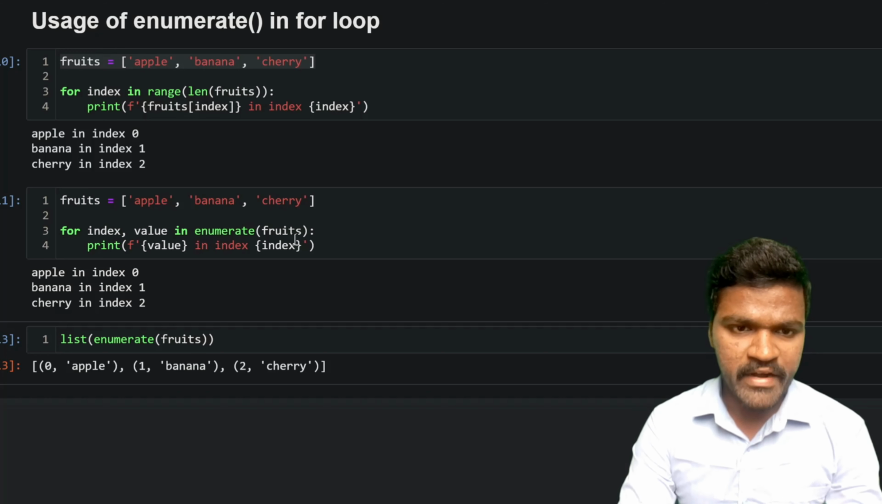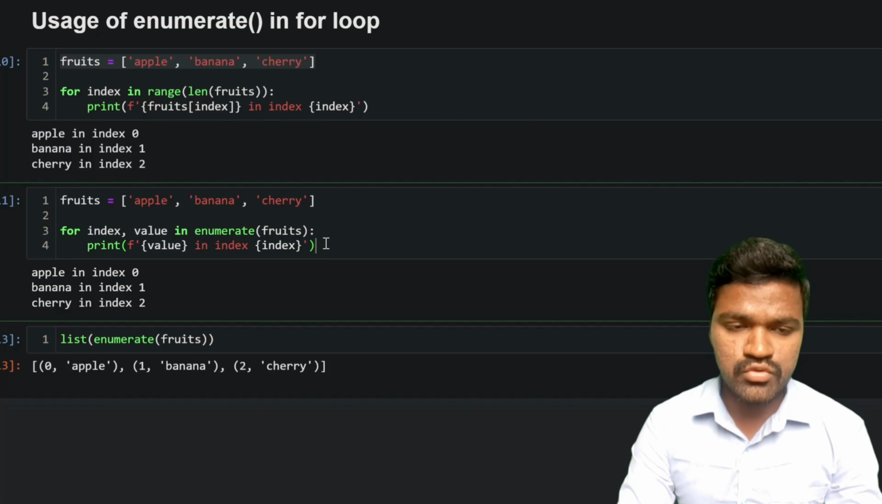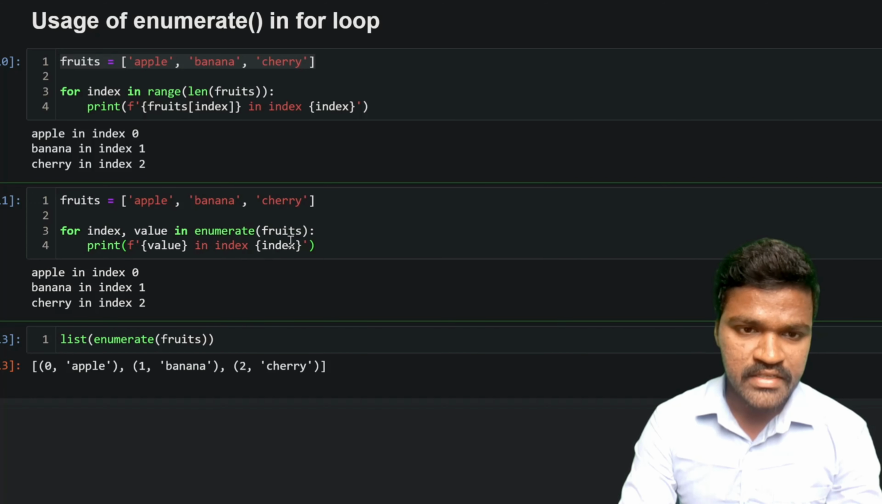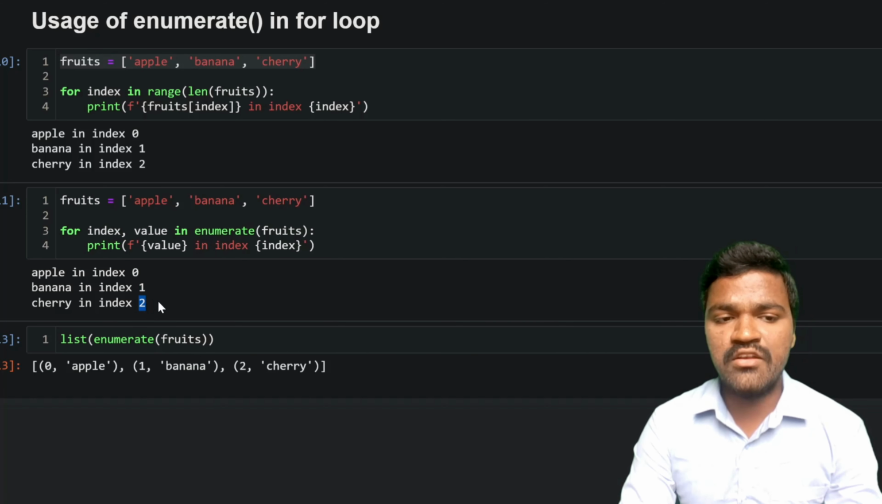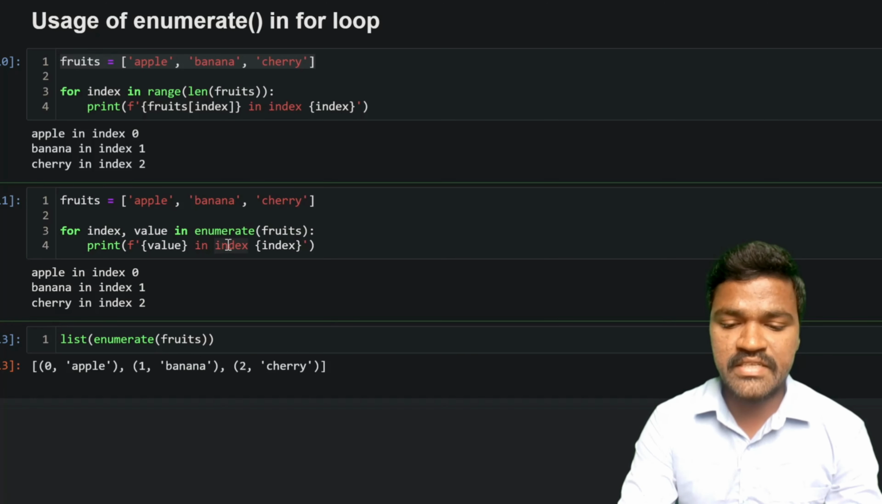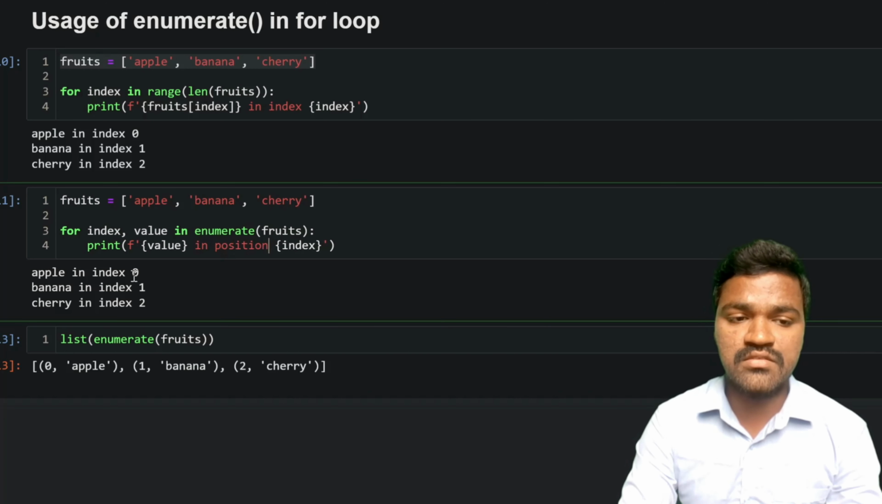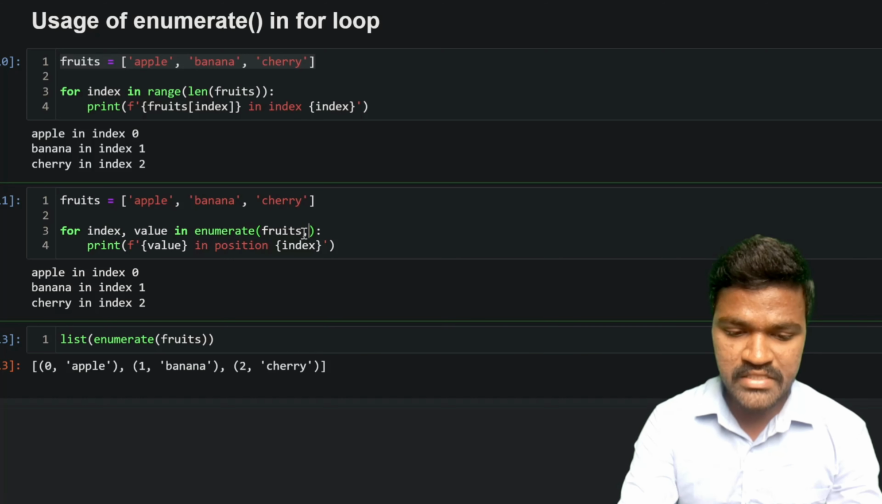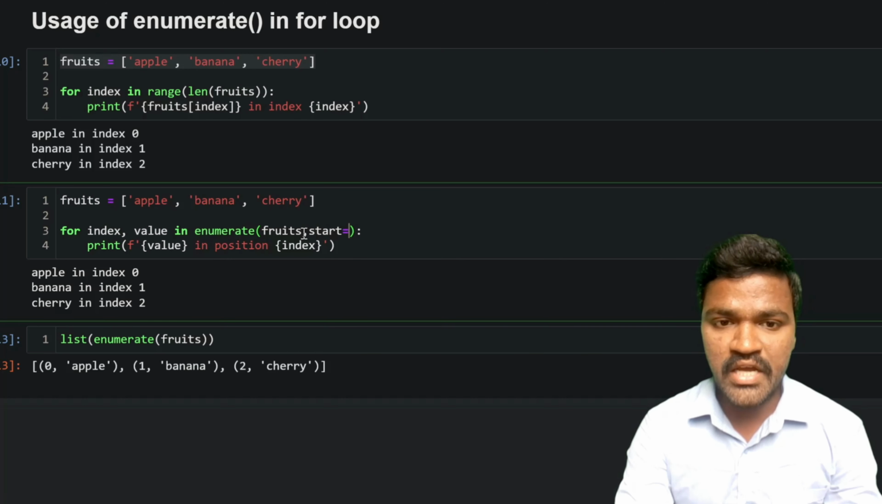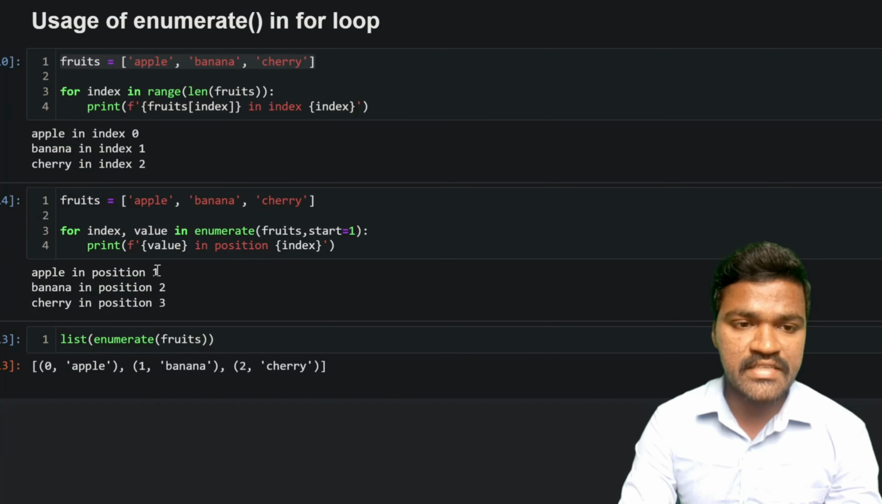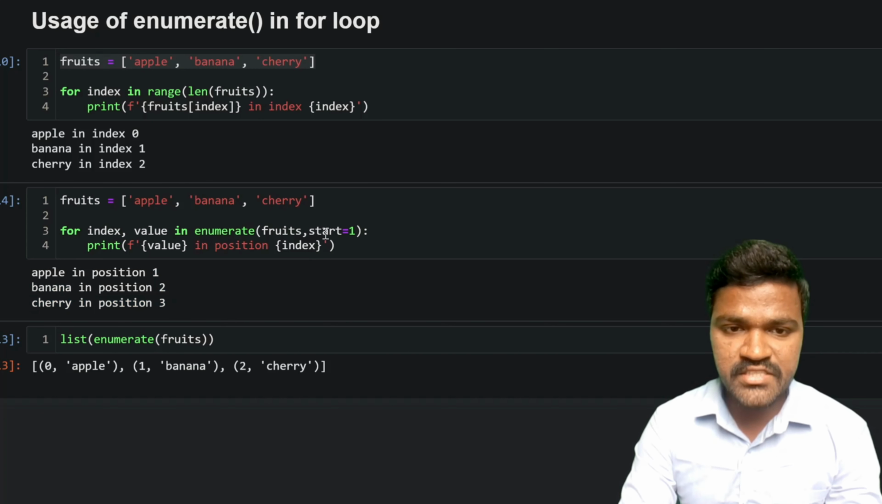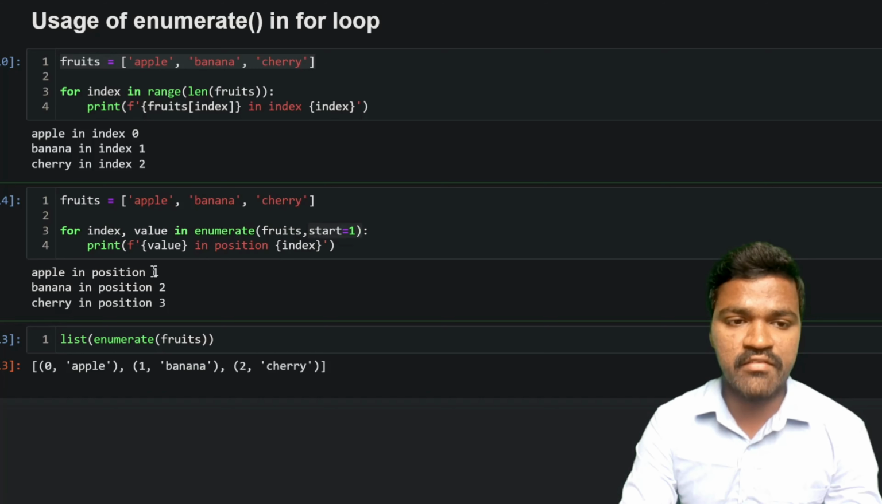Now I want to show you one more thing. Here we are getting the values 0, 1 and 2. If I want these values to start from 1, so here I am mentioning index, right? If I want the position to start with 1, not with 0, I mention position here and pass one more parameter to this enumerate, start equal to 1. Then I can get these values as 1, 2, 3. You can observe here as well.